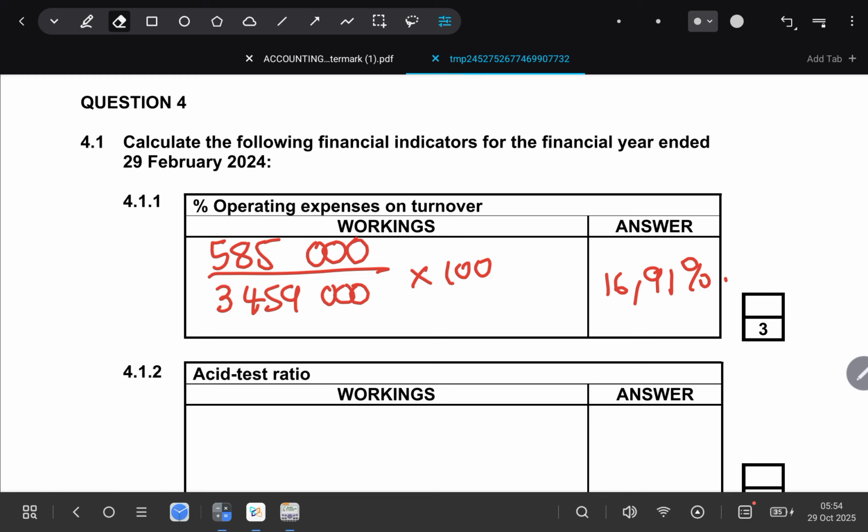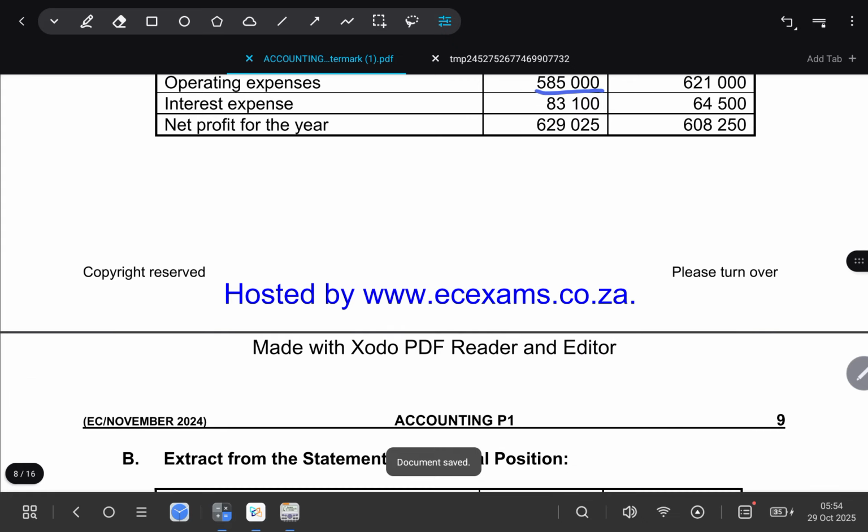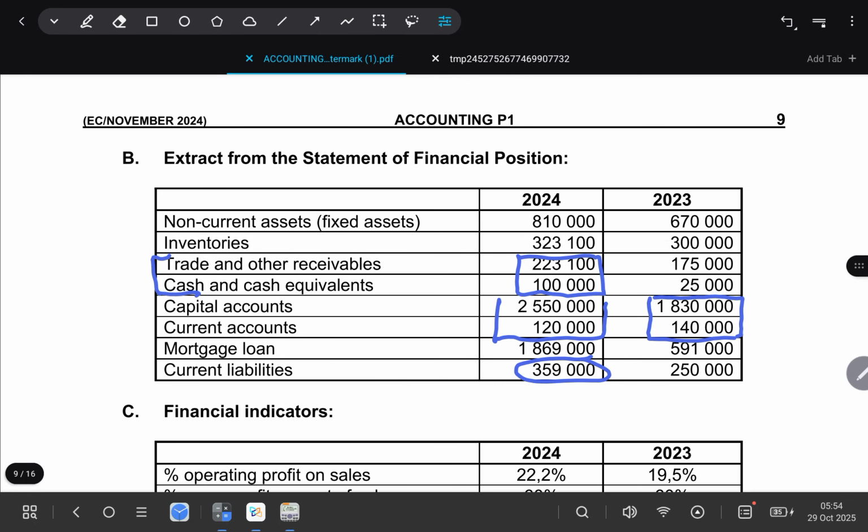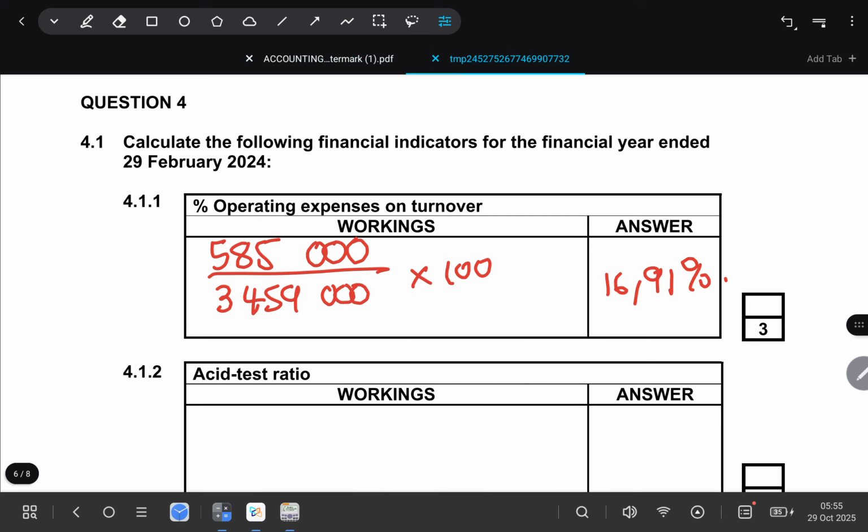The next one is acid test ratio. Now for acid test ratio, you need to make sure that you know how you are going to get it. If you look at this, they didn't give us the total current assets. So it means that the formula that says total current assets minus inventory will not work. So in this case, we just need to add trade receivables and cash and cash equivalents, which in this case is 223,100.